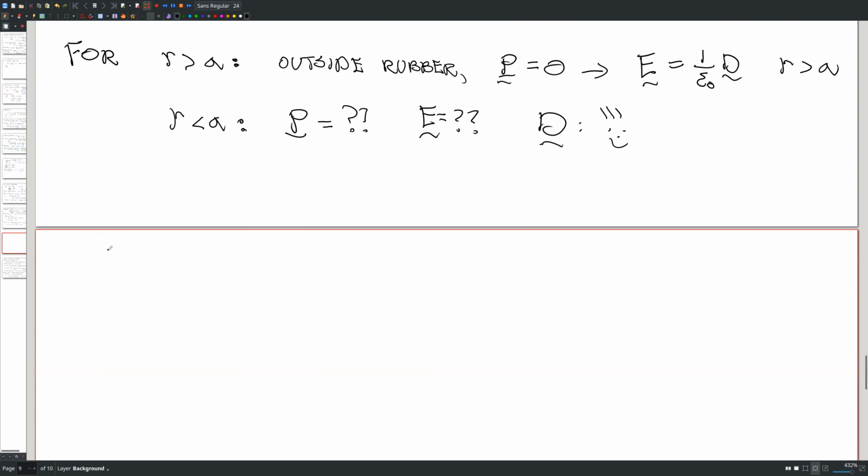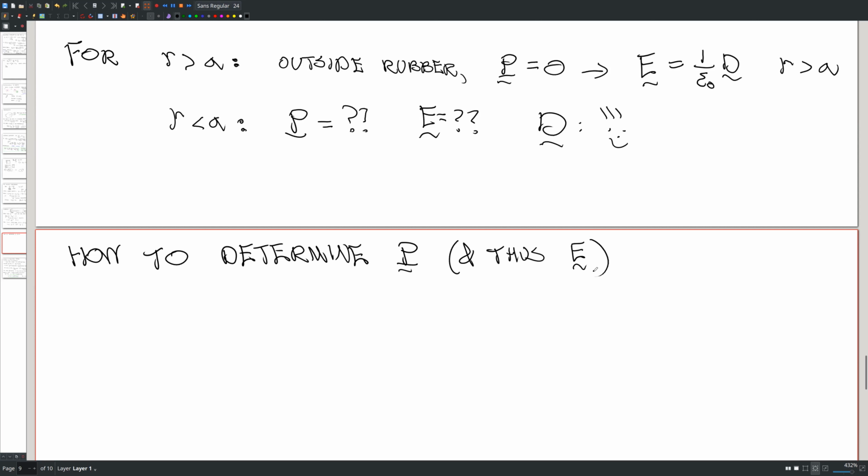So how to determine P, and thus also E? We agree that if I know P, then I can calculate E. Well, in order to do this, we need more info about the chunks of matter that we are dealing with.